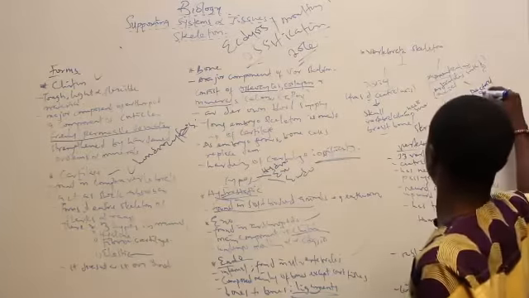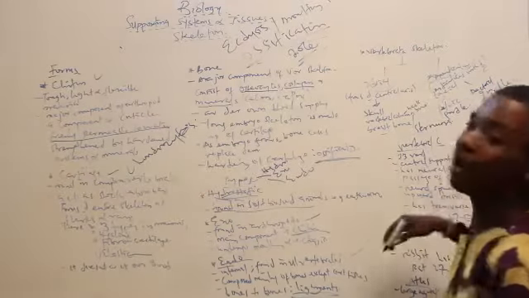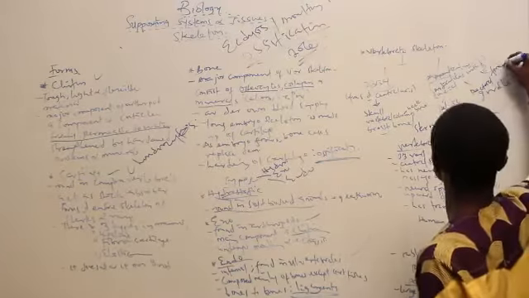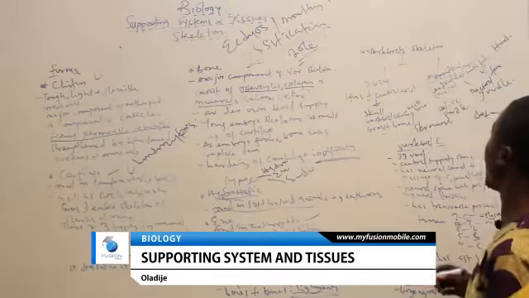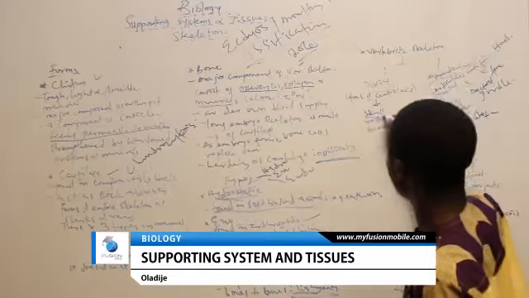We have the pelvic girdle, we have the pectoral girdle, and we have the forelimb and the hind limb. All these we're going to be looking at. So basically, let's take a look at the skull.